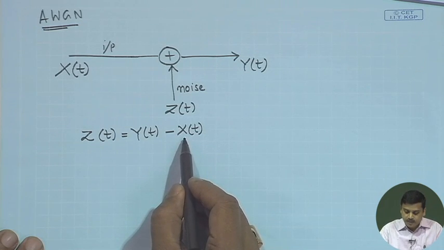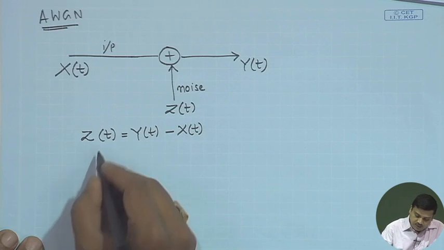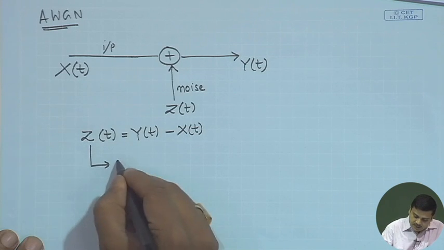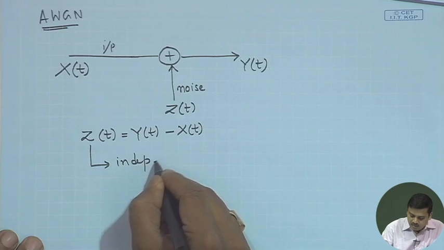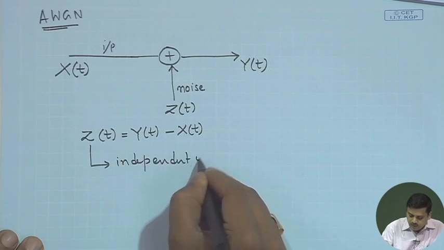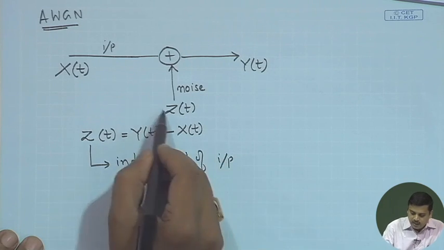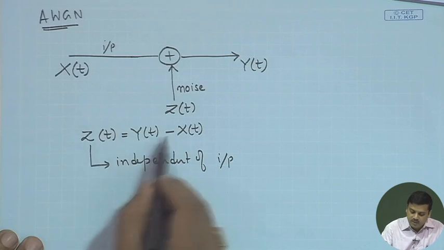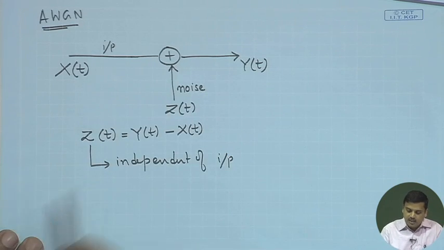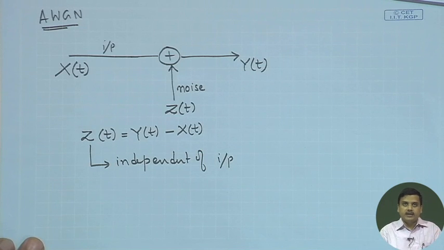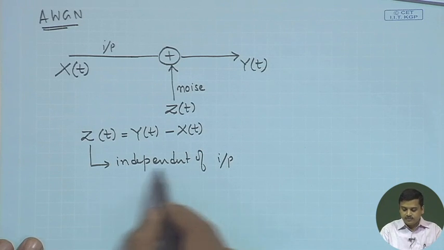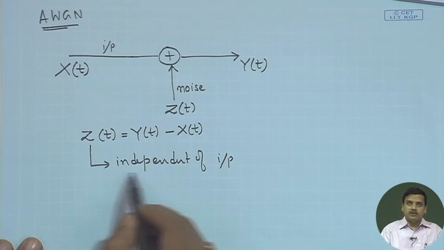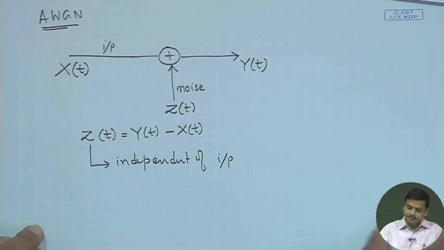So, that means you could determine the effect of the amount of noise if you know x of t. But now, what is additionally said is that z is independent of the input. It does not depend on the input. So, even though there is additivity, it is not tied to the input directly. This independence makes the system very interesting for study.